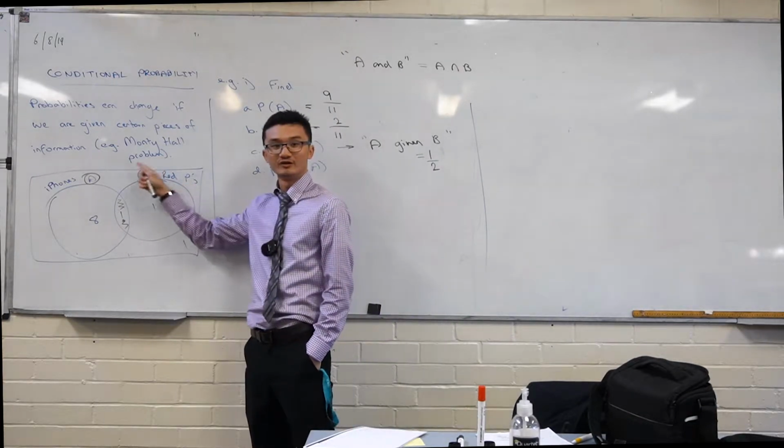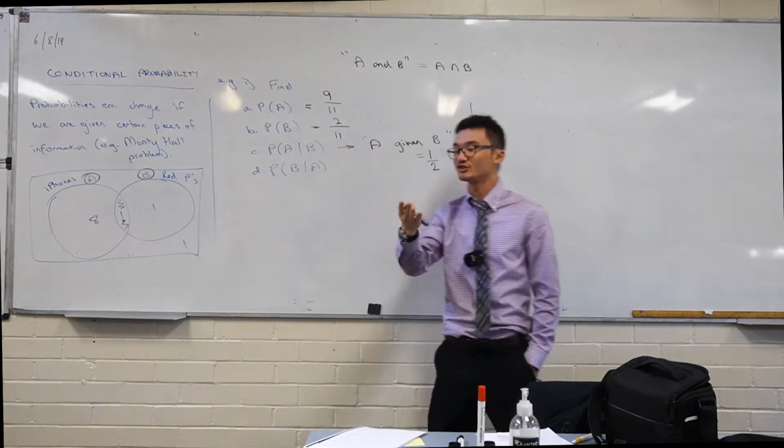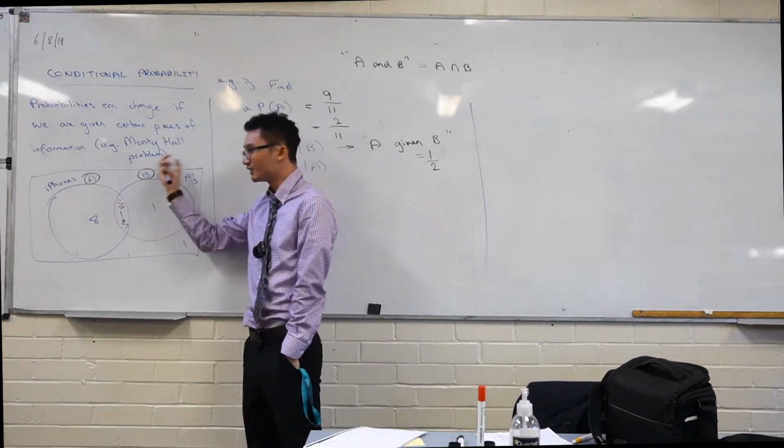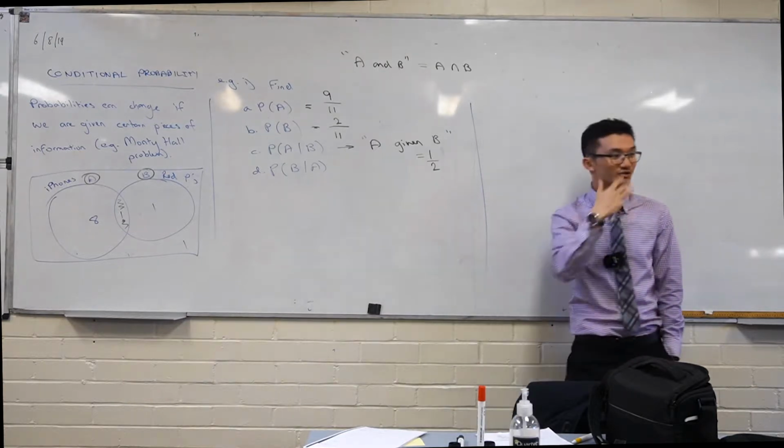Out of this circle now. Because what was our original sample space? Our original sample space is how many people in the class? There's 11 there, right? And now we're changing it. Now our sample space is 2, right? Okay.